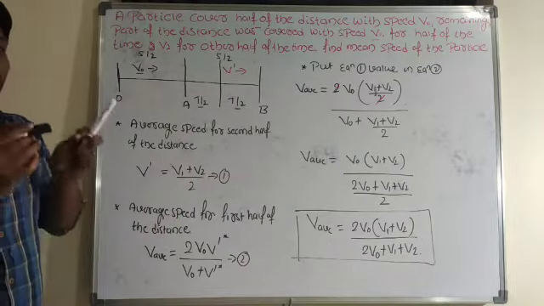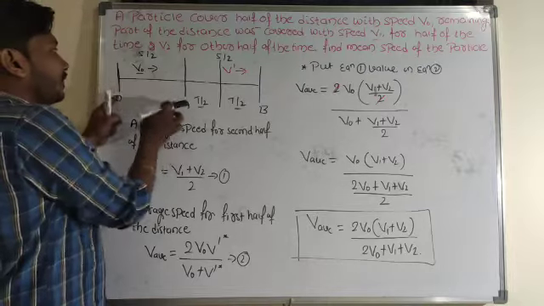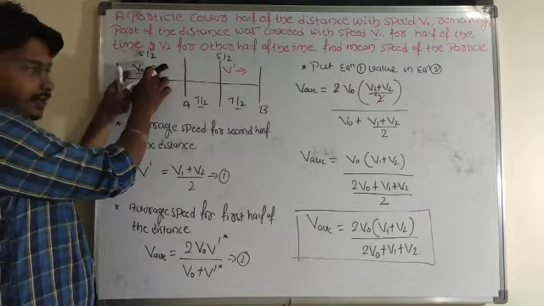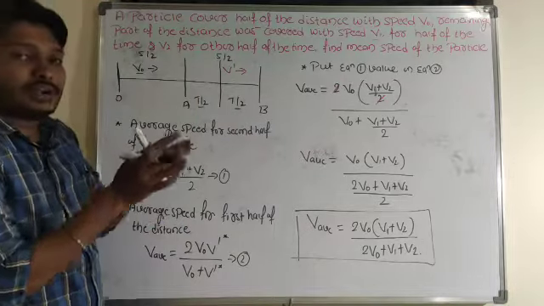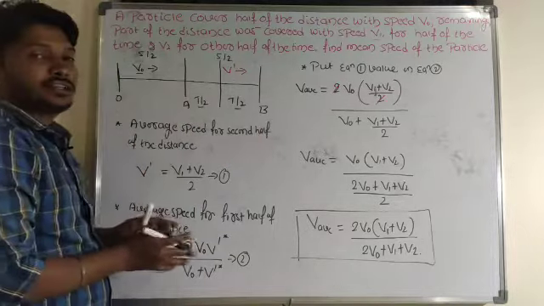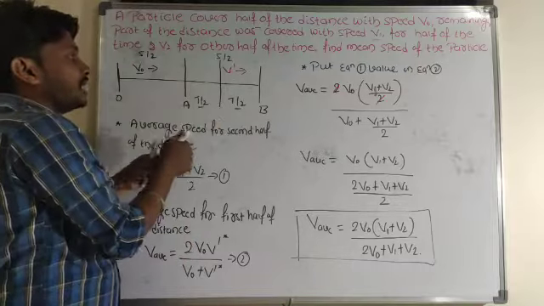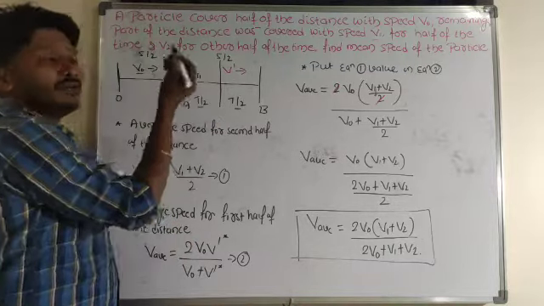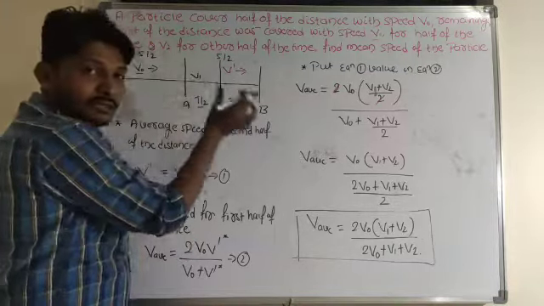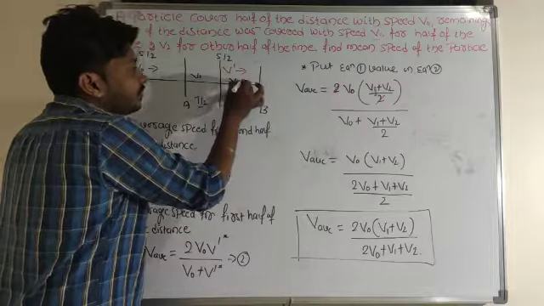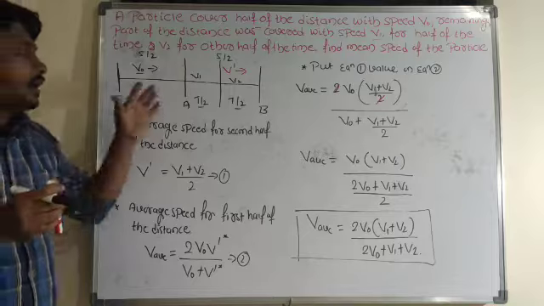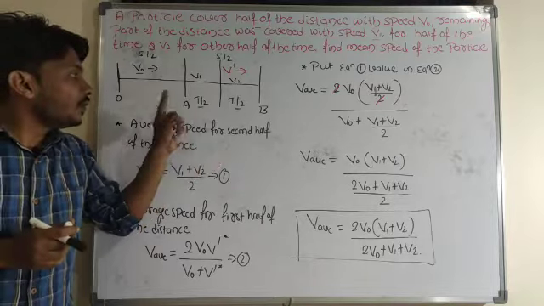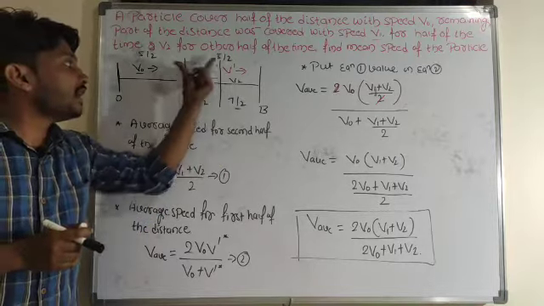So if that object covers the first half of the distance with a speed V0, then while traveling the remaining half of the distance, in the first half of the time it is moving with the speed V1 and in the remaining half of the time it is moving with the speed V2. This was the original question. So first I want to find out the average speed in the second half of the journey.